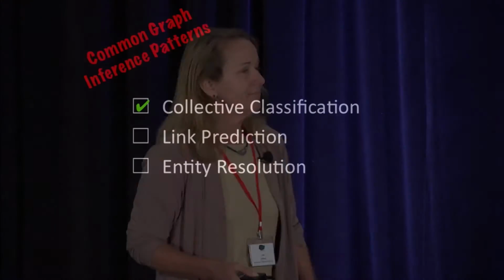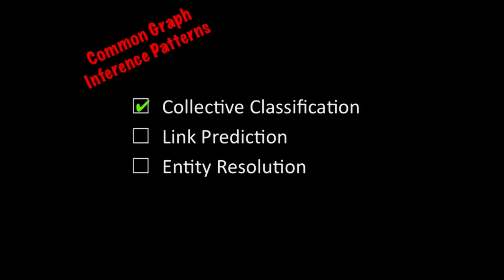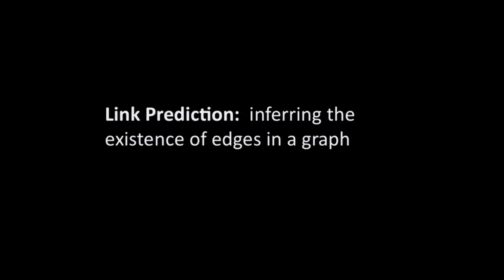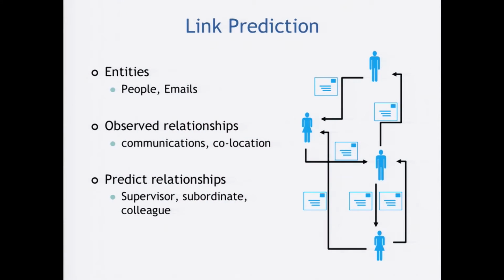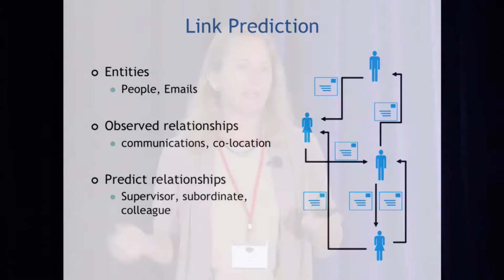The next problem has to do with edges. So link prediction, predicting the existence of an edge in a graph. And let me illustrate that with a slightly more complex problem. In this example, I have some sort of communication network where I have people, I may have their communications, and I have some observed relationships. So I've observed who sent messages. I may have some information about co-location. You can think of all kinds of other things that I could have too.